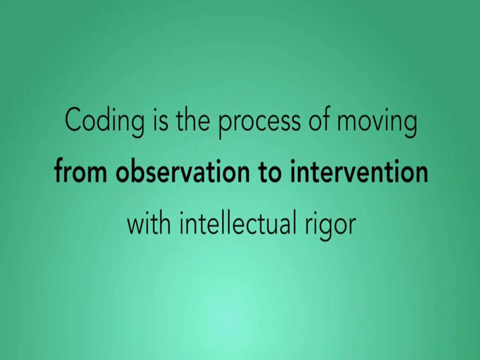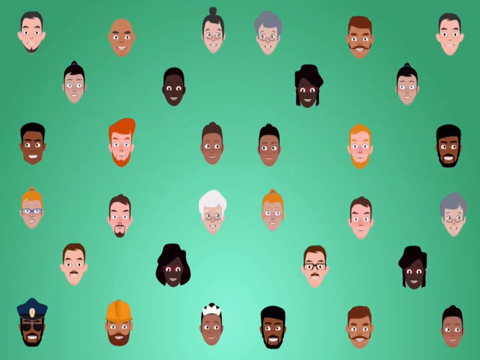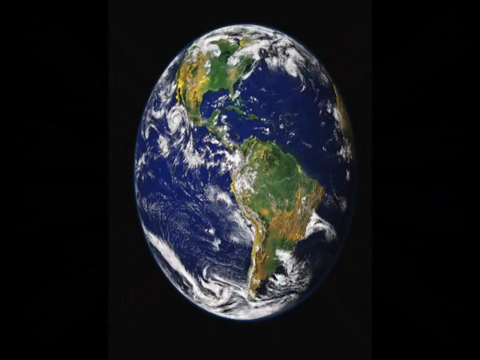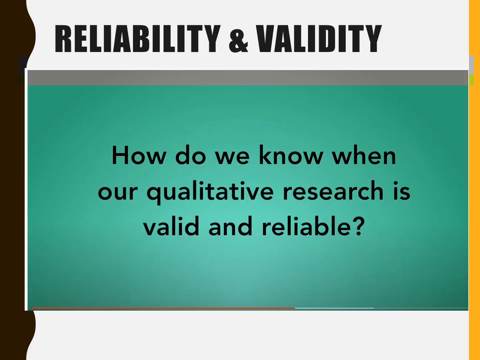So coding is the process of moving from small-scale observation to big-scale intervention. How do these small-scale observations accrue to broader understandings and explanations of what happens in the social world?